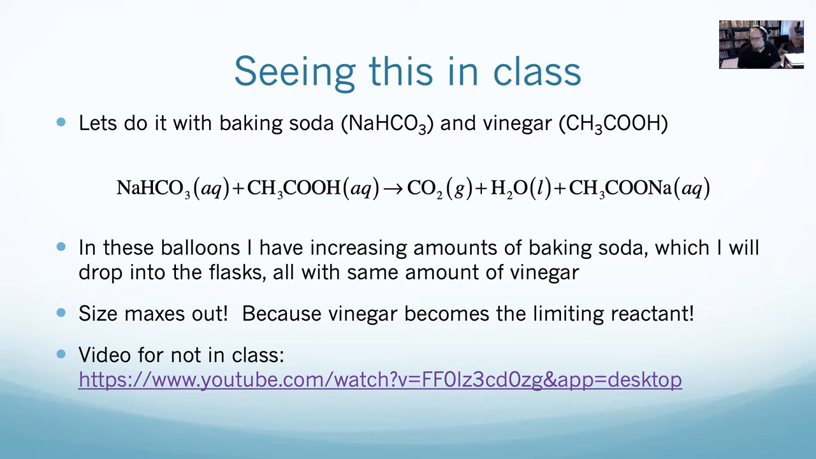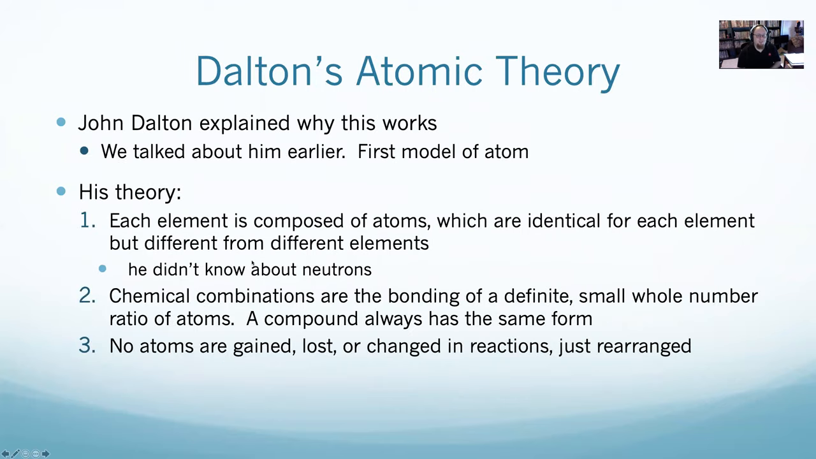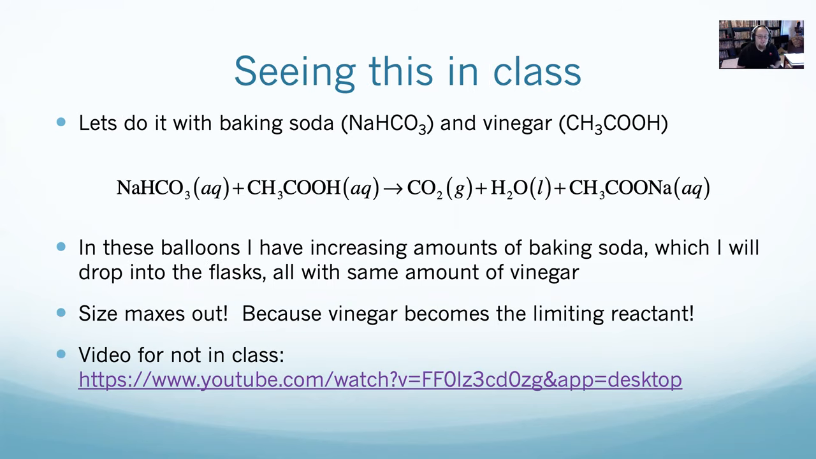Why this works was first explained by John Dalton. He was the guy who made the first model of the atom. And what John Dalton said is each element is composed of atoms, which are identical for each element, but different from different elements. Once again, he didn't know about neutrons yet, so we're not going to hold that against him. He said chemical combinations are the bonding of a definite small number ratio of atoms, and a compound always has the same form. And this means that vinegar is always CH3COOH. It's never anything else.